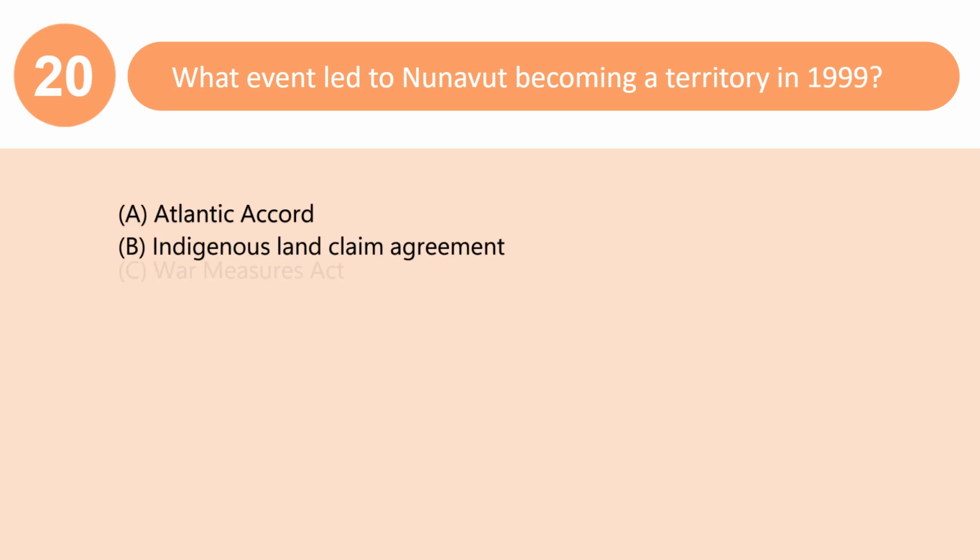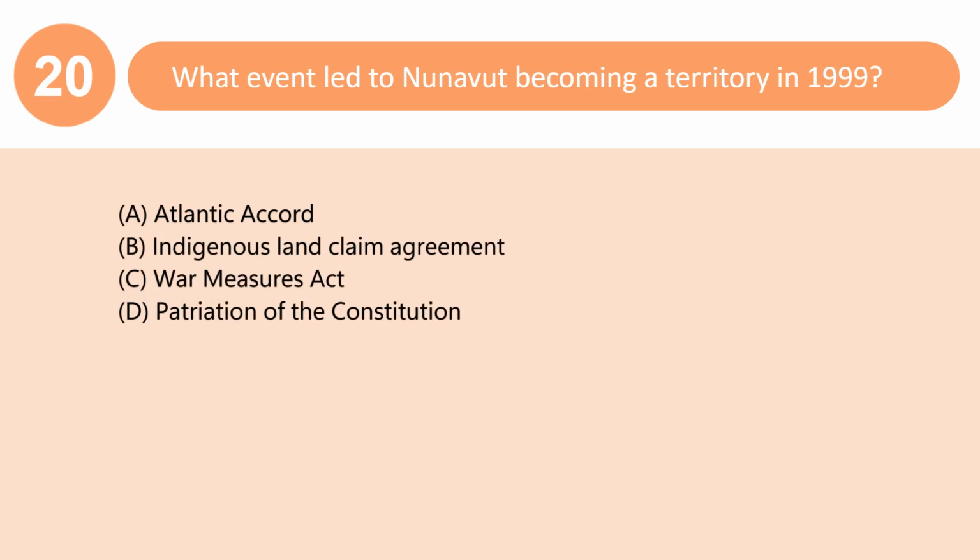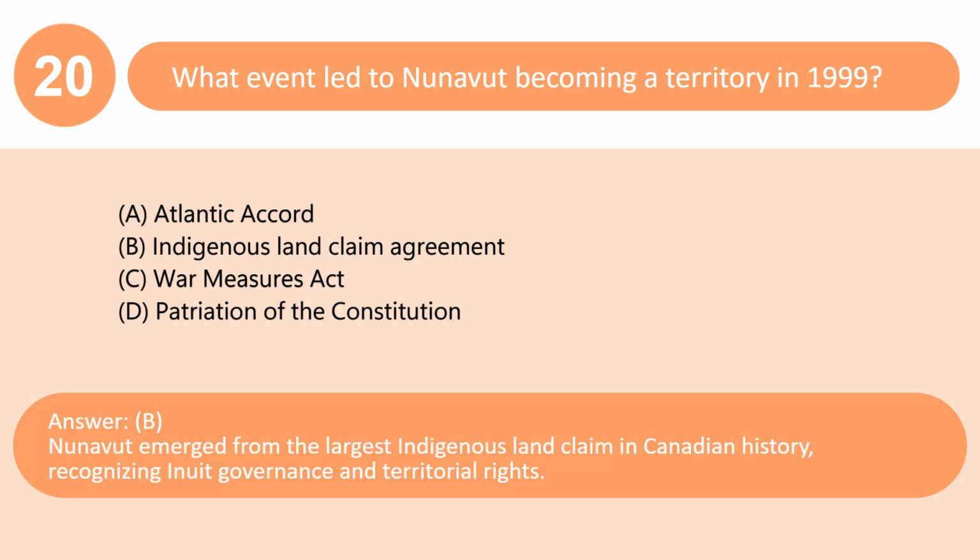What event led to Nunavut becoming a territory in 1999? A. Atlantic Accord. B. Indigenous Land Claim Agreement. C. War Measures Act. D. Patriation of the Constitution. Answer, B. Nunavut emerged from the largest Indigenous land claim in Canadian history, recognizing Inuit governance and territorial rights.